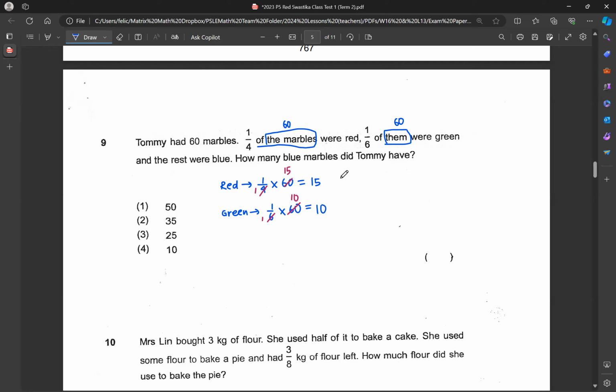All right, so red and green together is 25 marbles already, right? So now they want the blue ones. Total is 60, right? So just take your 60 minus your 25. And there you go.